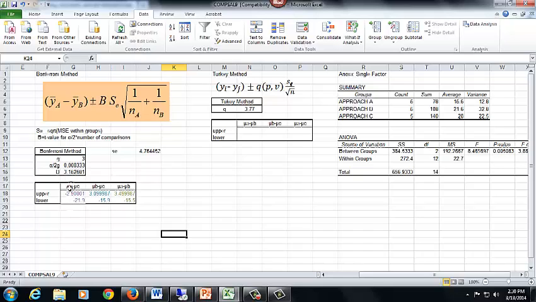Now the question is, why are these negative numbers? Well, they're negative numbers because I'm doing sales in A minus sales in C. And if I look here, my average sales using C are actually higher.